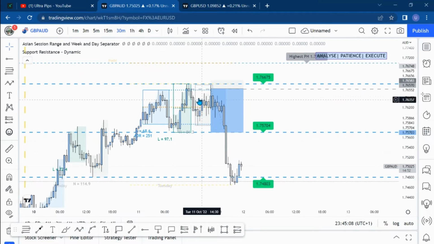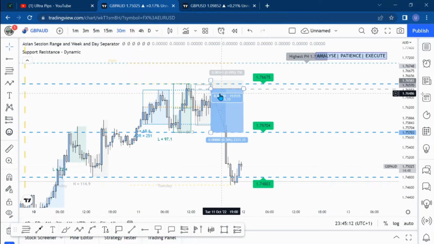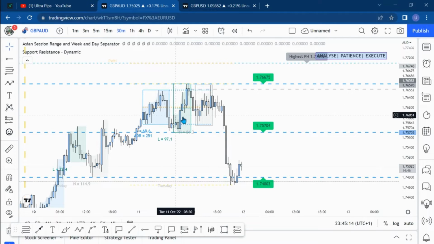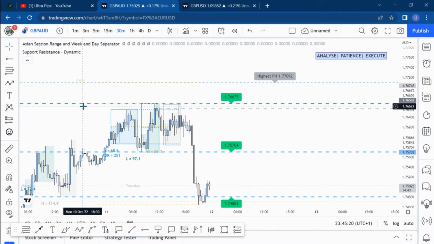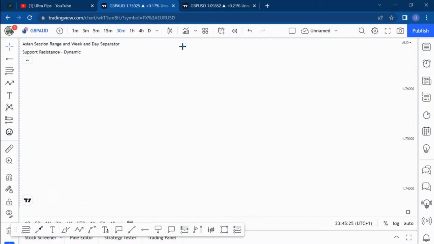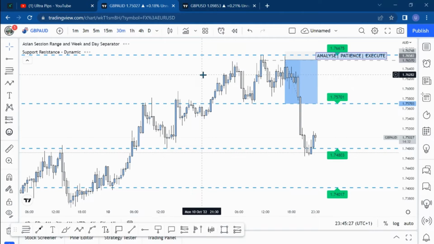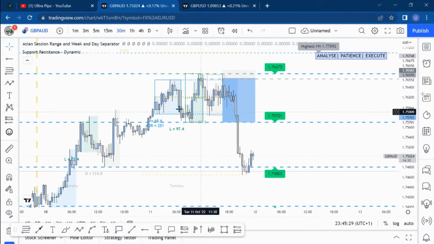And then this is your New York here. Your New York session is the gray box, the London is the green, and the blue is the Asian session. So let's take this trade for example. I also took the sell on GBPAUD.